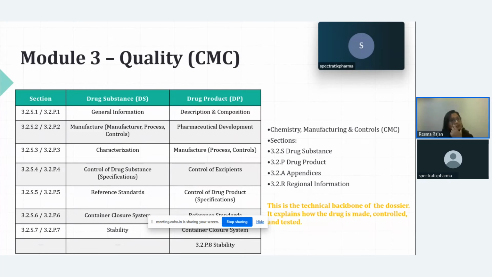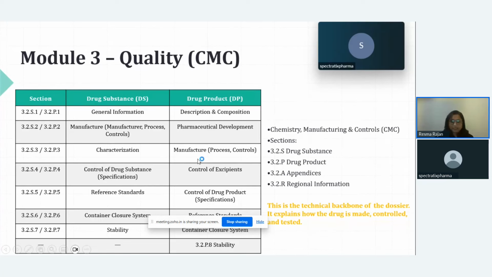Overages. Overages means, for example, there will be some extra of this API which will be added so that future degradation can be sorted. In detail, I'll not go into that. Those are all confusing parts. So these overages, physical and biological properties of this drug product, all these details we will be producing in the pharmaceutical development section. And again comes the manufacture section.